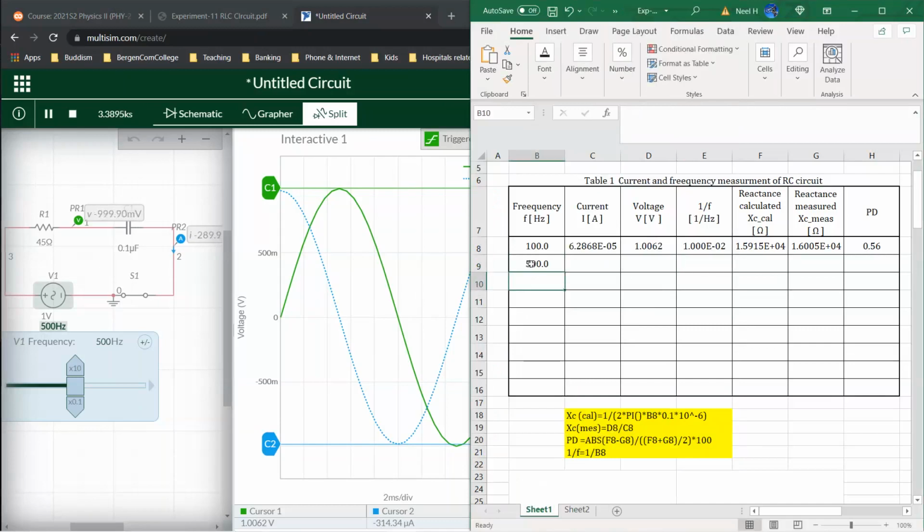Now I'm on 500 hertz. The current is about 314.34 micro, 314.34 times 10 to the power minus 6. And the voltage remains the same. Doesn't affect at all. And the one frequency you can easily do. All of these I can also easily calculate.